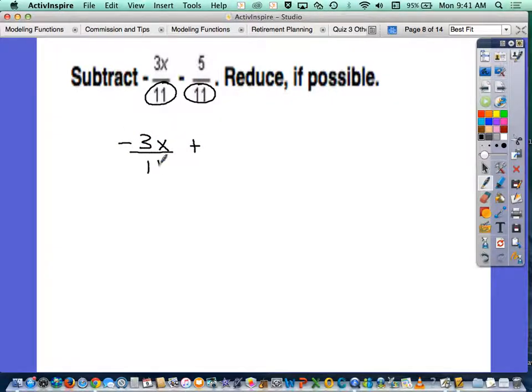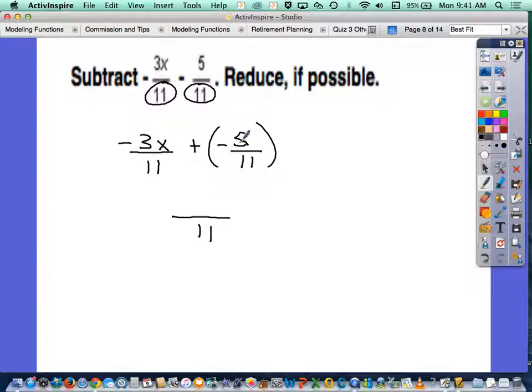I'm changing the subtraction to addition. That's always a great strategy whenever there's subtraction. Change it to addition. And we're going to keep the denominator the same when we add. It's going to be something divided by 11. Can everybody see that? Can you add negative 3x and 5 and negative 5?